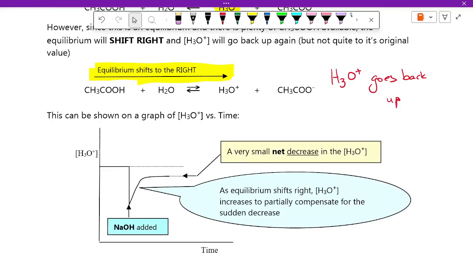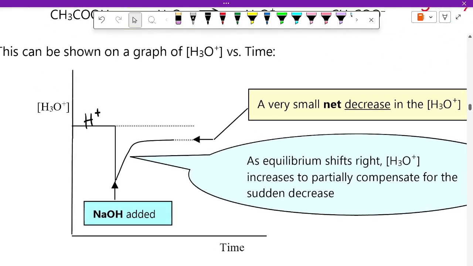Again, we have our concentration of H+, or hydronium. NaOH is added and it takes a big dip. That is our stress. And then we have the shift as it makes more hydronium, and because it has shifted, we have only a small decrease in H3O+.